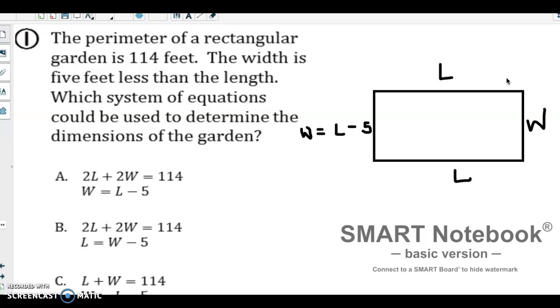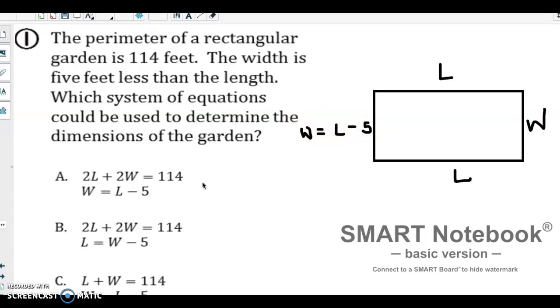So what you want to do here is draw a picture. Here I have my length, I've labeled it L to stand for length. And then the width is 5 feet less than the length. So we know that W, or the width, is going to be equal to the length minus 5. So I've represented the width as L minus 5.